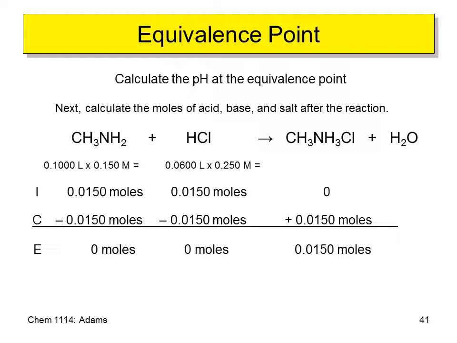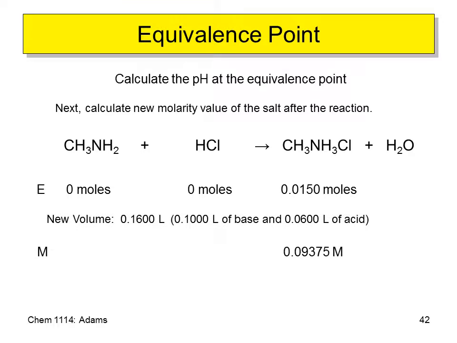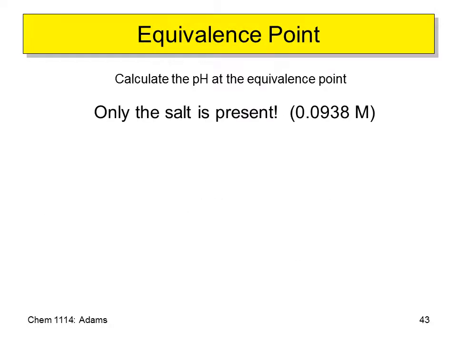We finished step 1 of the procedure. Step 2 of the procedure, we're going to repeat this part of this slide: let's calculate new molarity values. Our total volume is 100 milliliters of the base and 60 of the acid. So moles divided by volume is molarity. That's step 2 of the procedure.